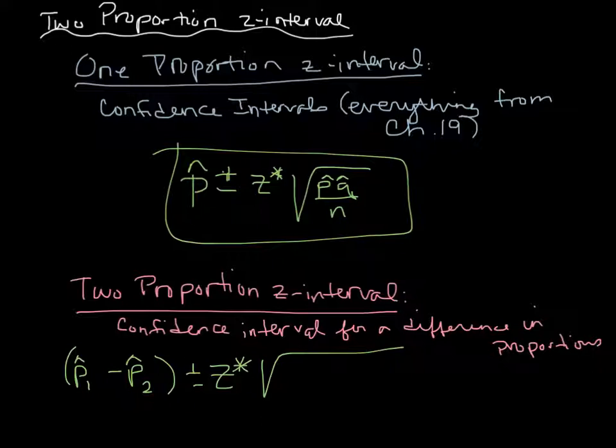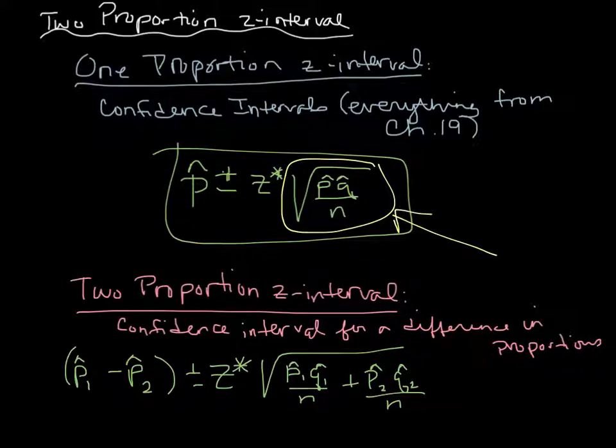And for our square root, instead of just doing one p hat q hat over n, we're going to actually do two of them, and we're going to add them together. So you may remember that this term here that we took the square root of was our standard error. You sometimes see it written as SE of p hat, which is kind of a fancy way to write it. We often just write it as SE, but it is our standard error.